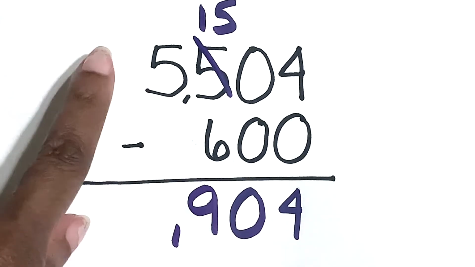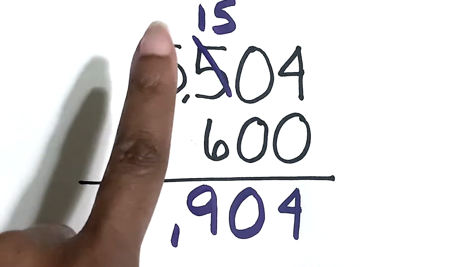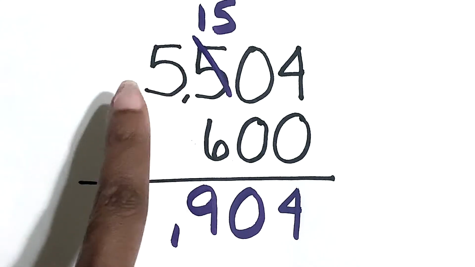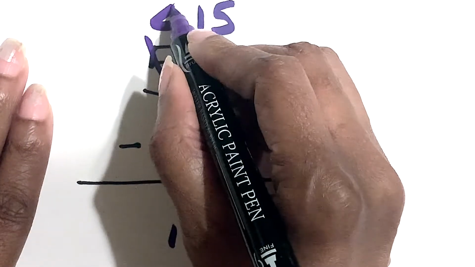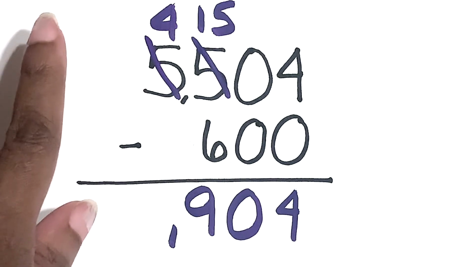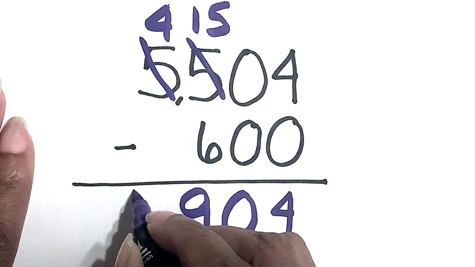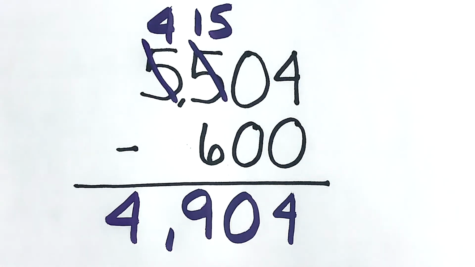Now, since there's no number under the 5, we're going to bring the 5 down. However, this 5 will become a 4. Now, since we don't have anything under the 4, we're going to bring the number 4 down. So 5,504 minus 600 is 4,904. Well, that is how we solve subtraction math problems.